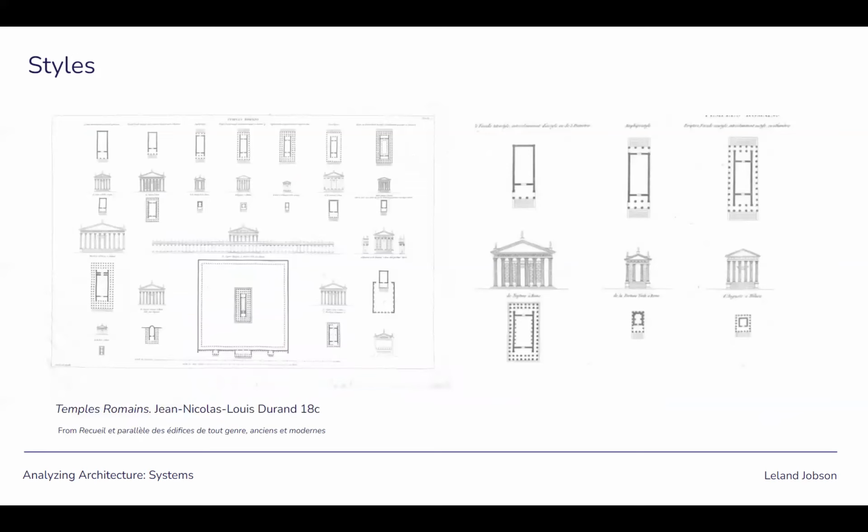So here's some Roman temples. Looking at it in terms of style, there's a set of rules that are being played out here across different scales with regards to the spacings of these parts. And by parts, I mean in particular, these posts and lintels and these walls.